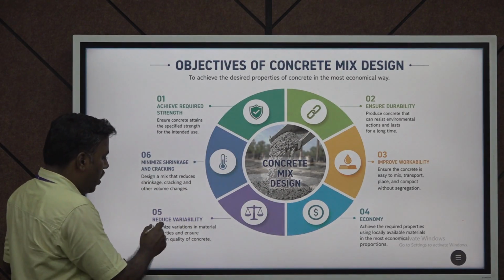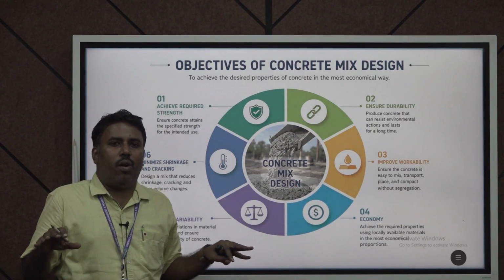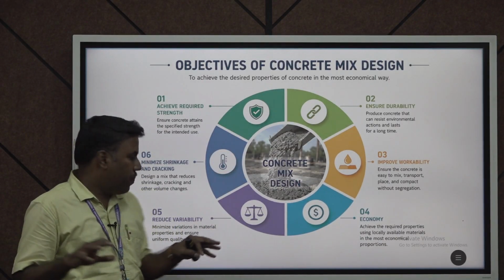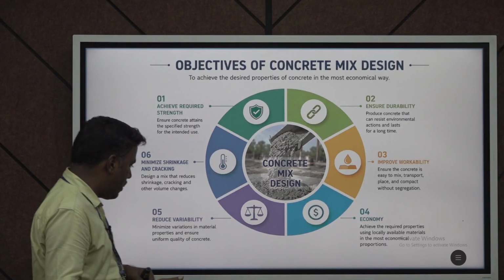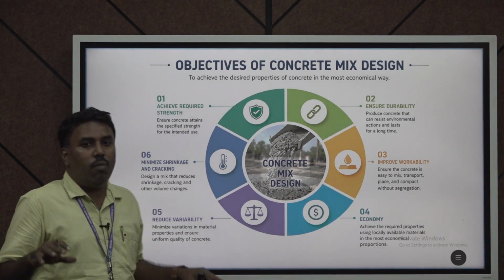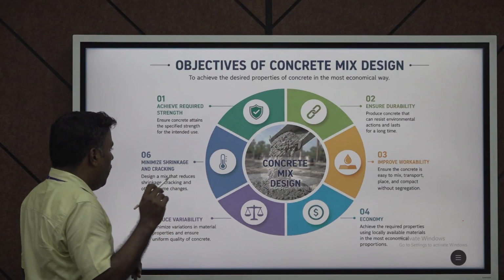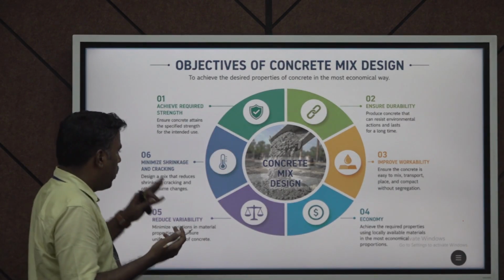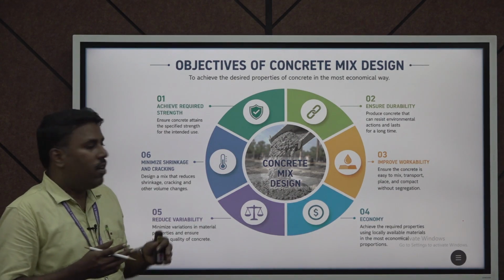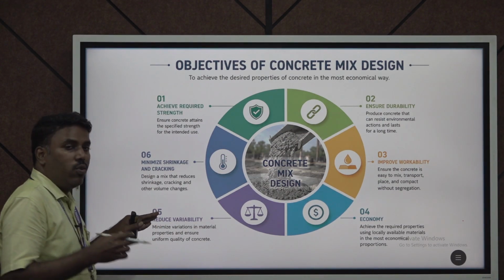Fifth one is reduce variability. So, we can maintain the uniformity throughout the structure, and also it helps to minimize the variation in material properties and ensure uniformity throughout the concrete. Sixth one is minimizing shrinkage and cracks. So, if you maintain proper mix design, we can reduce the shrinkage cracks. Second one is we can reduce cracking also.